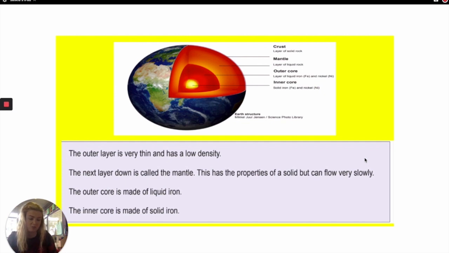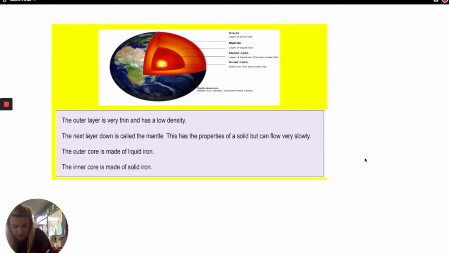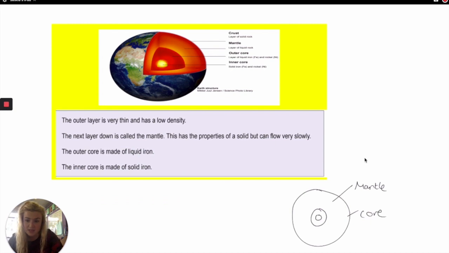So the first bit of your booklet then says to draw and label the structure of the Earth. Okay, I'd like you to include some interesting facts, but the facts that you've also got on the slide. Okay, don't worry too much if you can't draw it in a 3D shape. You can just draw it like circles. So you'd have like your mantle, core. You can just draw it like that. Okay, so that's the first thing you need to do. So pause the screen and have a go at that.